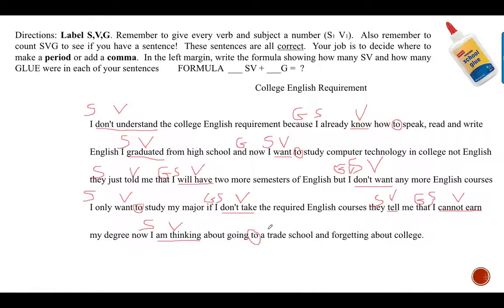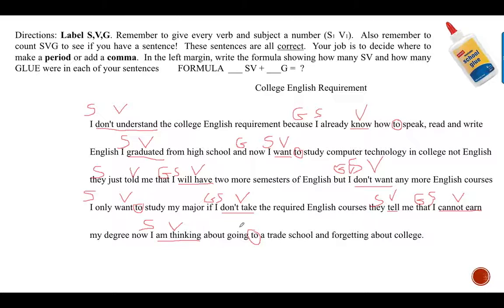Now, notice going here is not a verb. It's with about. About what? About going. What is that going to be? If it's with a preposition, going, about. See, you can put it here. That's a preposition, about it. I am thinking about it. About it. About what? About going to a trade school and forgetting about college.